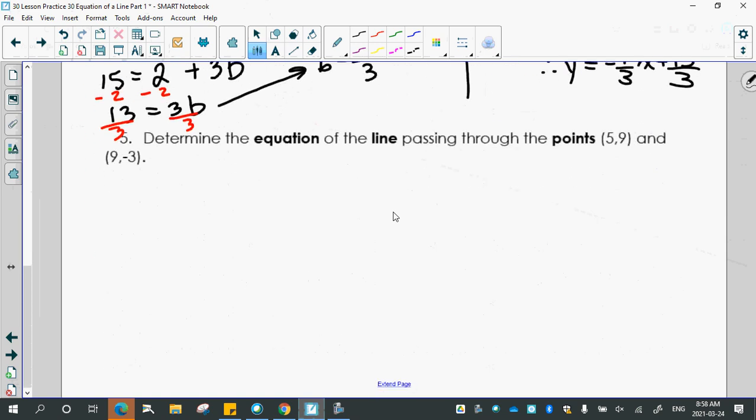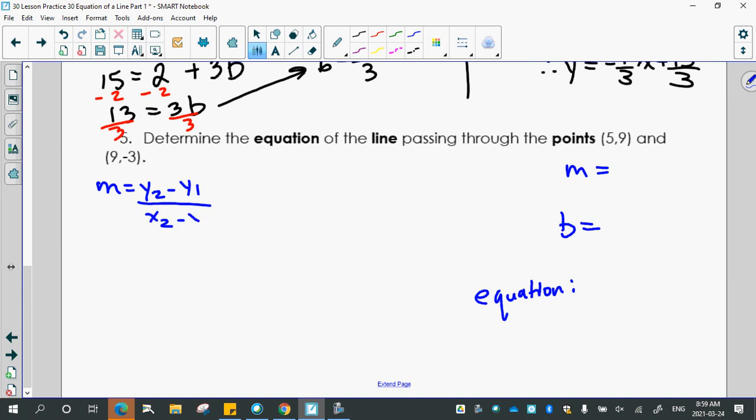Okay, determine the equation of the line that passes through those points. So again, we need to figure out m, we need to figure out b, and we need to figure out the equation once we have m and b. Anyone remember how we get m if we know 2 points? Vanessa? Yes, rise over run. So m equals y2 minus y1 over x2 minus x1.